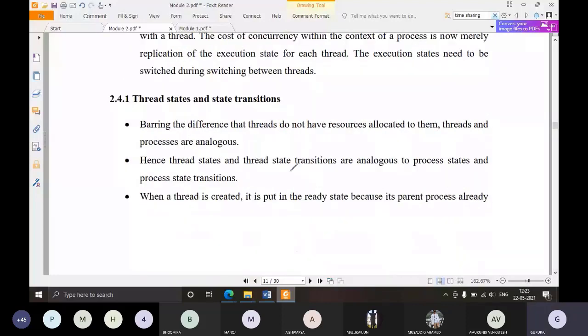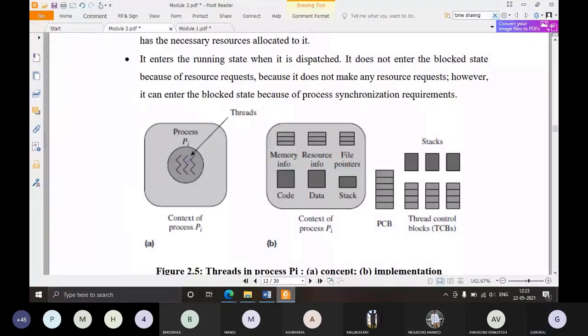So what is a thread? You can see it. This is a process, and in this process there are threads. There are multiple threads; you can count 3 threads. All these 3 threads are making use of the same process, and you can see the context of the same process, the PCB of the same process.